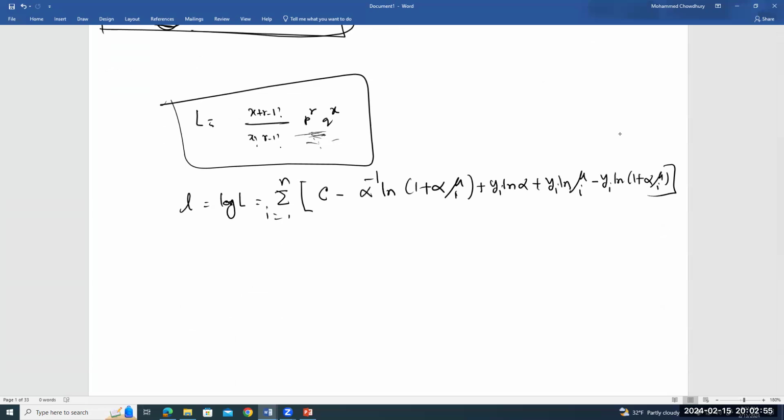Now just plug in there e to the power x beta. I want to plug in there e to the power x beta. So what format does x beta take? X beta takes the format beta 0, beta 1 x1i.